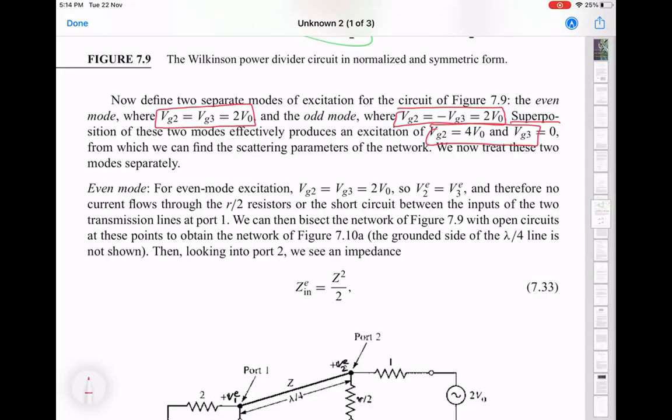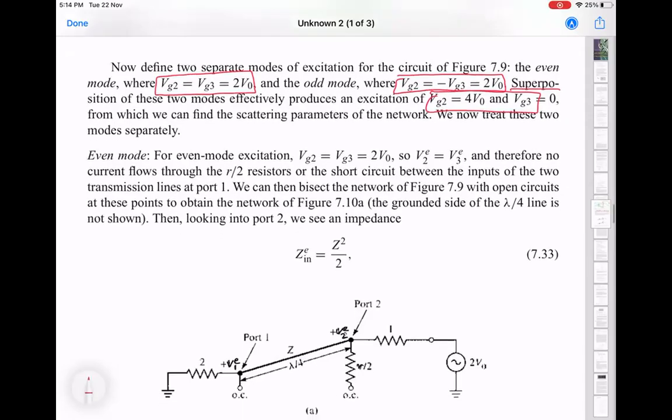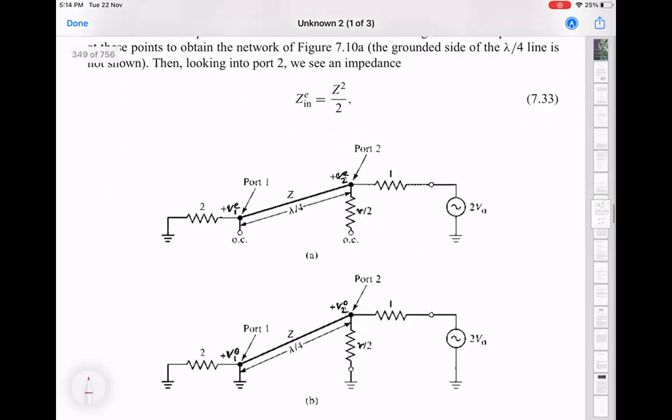And the reason to do that is you can calculate things simply because of the simplifications you can make under such even and odd mode excitations. So that's what is drawn in this circuit, the equivalent circuit A and B for the even mode. So this is even and this is odd. So the equivalent voltage is still, in both cases, 2V0. That resistor of 1 ohm remains the same. You have now this dangling resistor, where OC here means open circuit.